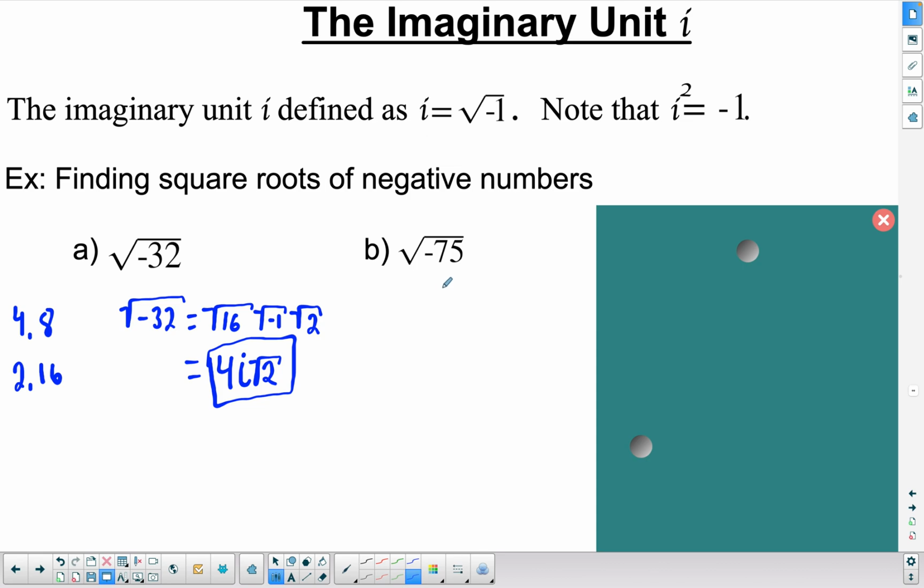How about the square root of negative 75? Well, in this case, we have the square root of negative 75. And I'm going to break it down into the square root of 25 times the square root of negative 1 times the square root of 3. Why? Because 25 times negative 1 is negative 25. Negative 25 times 3 is negative 75. And this is the biggest number that we can take the square root of. So in this case, we have 5, this is i, and then we have the square root of 3.